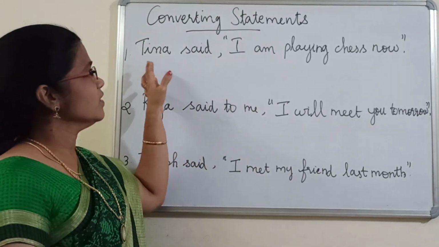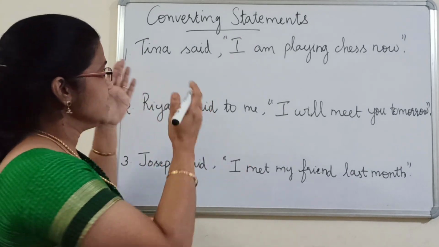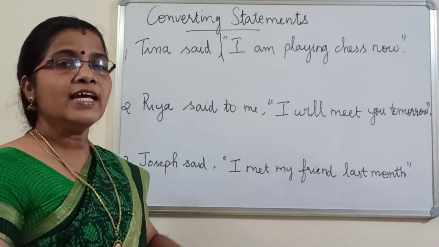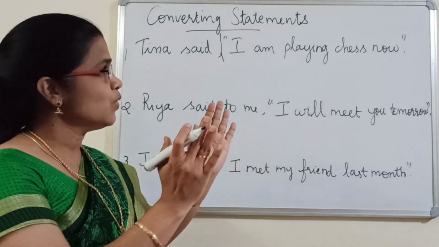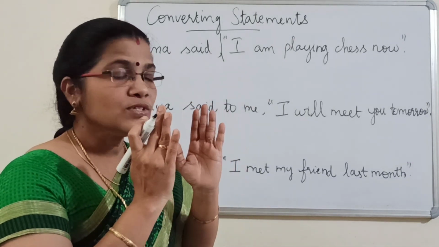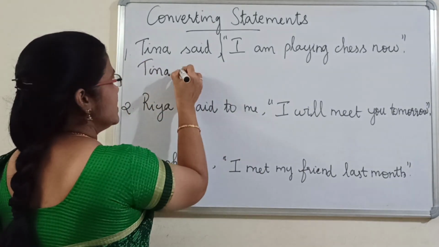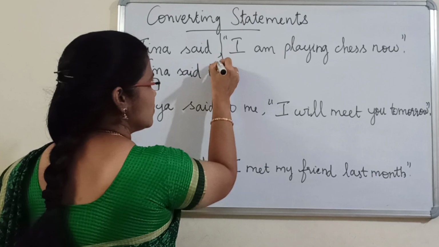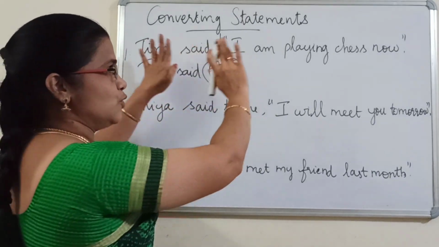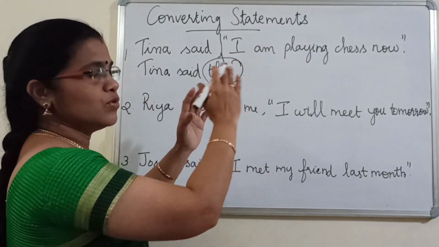So let me tell you, first of all, for combining, when you look at it, you have 2 parts. Tina said, and then what Tina said is given within inverted commas, okay? So in that indirect speech, what do you have to do? You have to combine it, so you need a connective. The connective that we use to combine is that, okay? So how do you write? Tina said that, okay? So what is this known as? This is a connective, using that to connect the 2 parts of the sentence. Tina said that, and now you have to go with the next part.